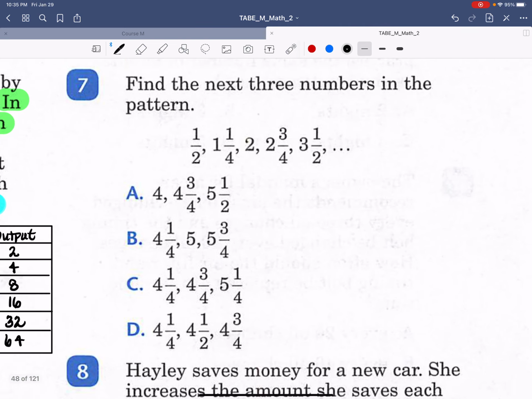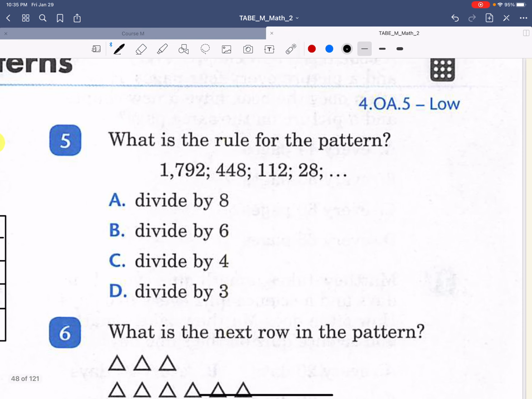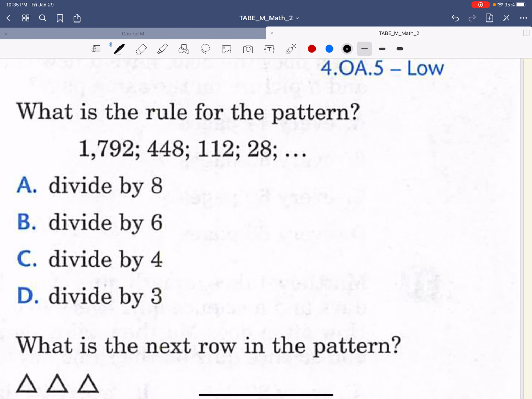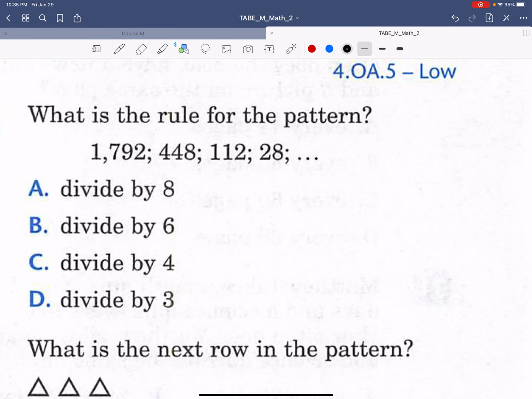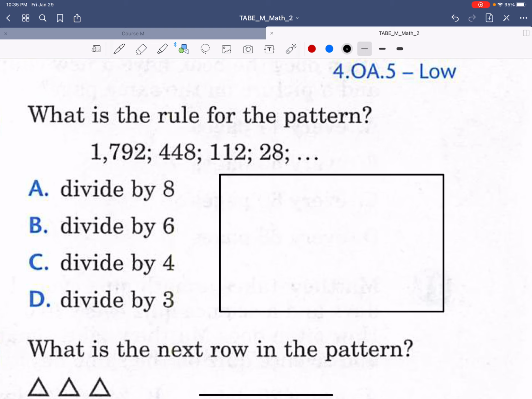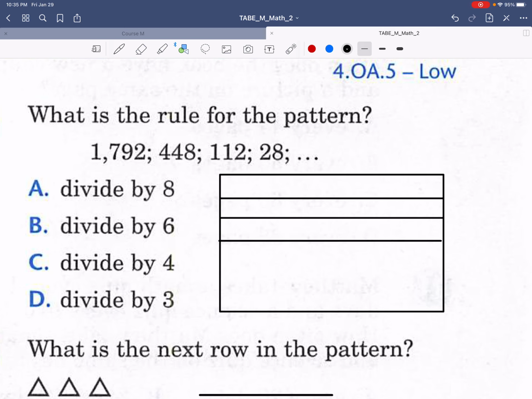All right, number 5. What is the rule for the pattern? So we are looking for the rule. If you want to do the table, you don't have to build this table. This is just one way of showing you how to do it. I do the table whether you guys are with me or not. It's just my habit. 1, 2, 3, 4 entries, so I'm going to make 5 rows. I still got it too big. I've got an extra row down there.